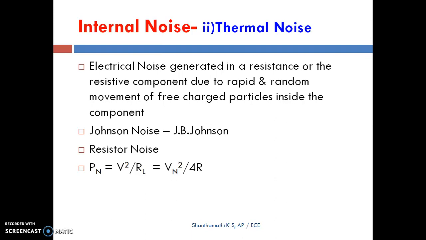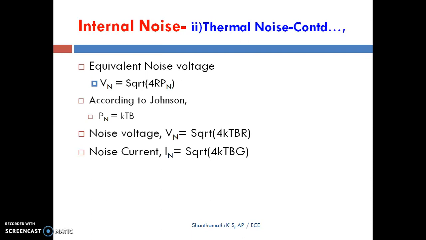The noise power due to this thermal noise we can write as Vn square divided by 4R. So the equivalent noise voltage is Vn equals square root of 4 into resistance R into noise power. According to J.B. Johnson, this noise power is the product of the Boltzmann constant k, the temperature T and the bandwidth B. So now the noise voltage is Vn equals square root of 4kTBR, and the noise current is In equals square root of 4kTBG, where G is the conductance.